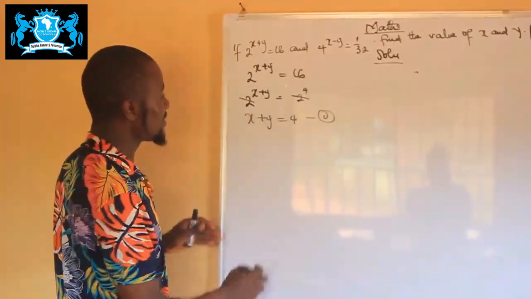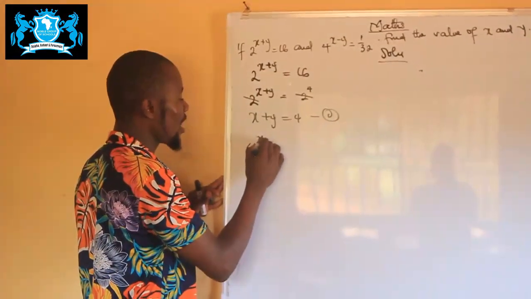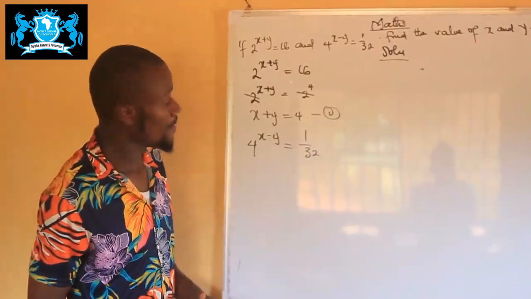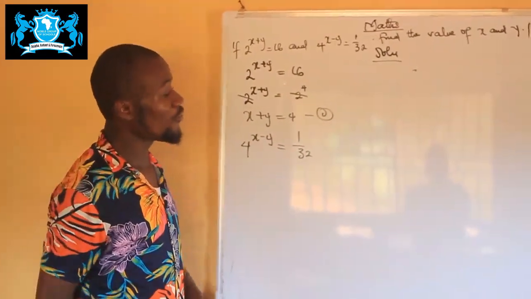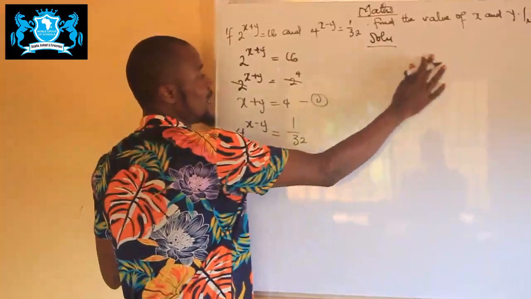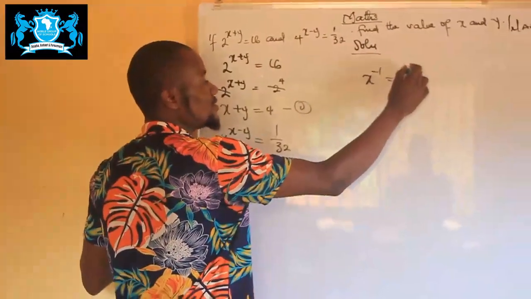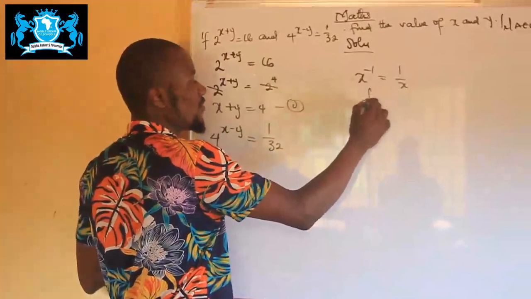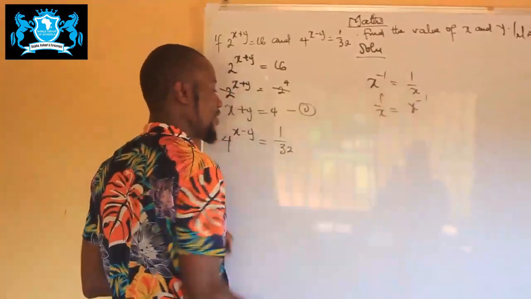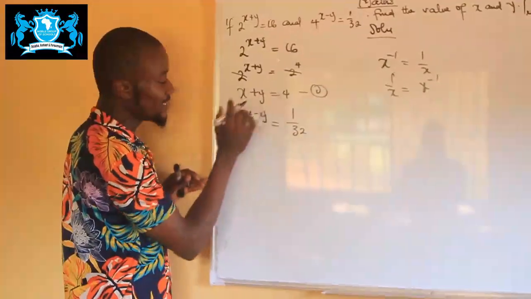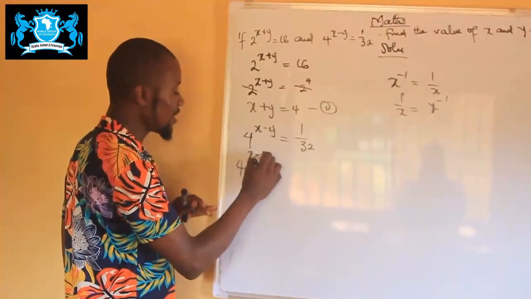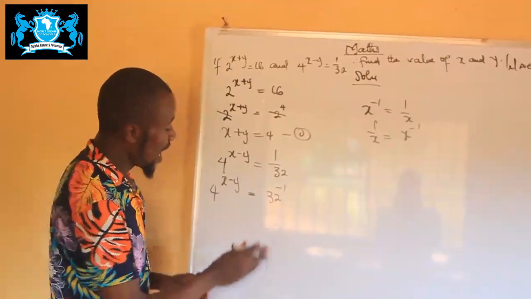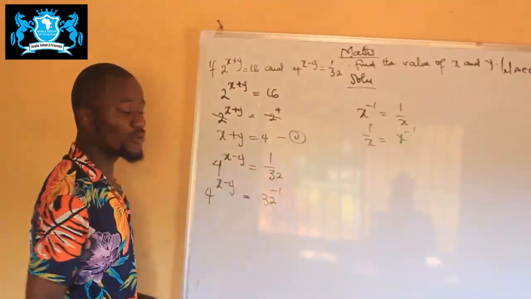We go over to the next segment that says 4 raised to the power x minus y is equals to 1/32. Now, if you remember one of the laws of indices that says x raised to the power minus 1 is equals to 1/x. And it can also be stated as 1/x is equals to x raised to the power minus 1. So when you have something like this, it should be 4 raised to the power x minus y is equals to 32 raised to the power minus 1.